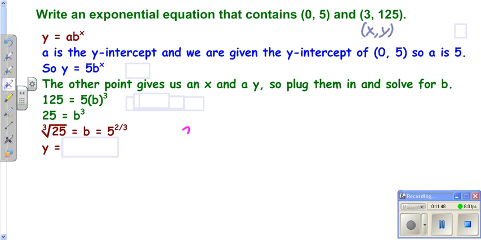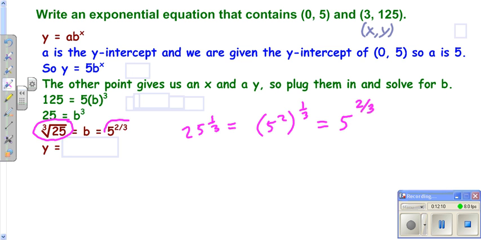You know that 25 to the 1/3 is really 5 squared all to the 1/3. And then it's an exponent raised to an exponent, so you'd multiply those exponents. So that's why you could write it as 5 to the 2/3. Whether you choose to use this form right here for your b or this form right here doesn't make a difference. So you plug in your a and your b here, and you're going to get y is equal to 5 times the cube root of 25, all in parentheses, raised to the x power.